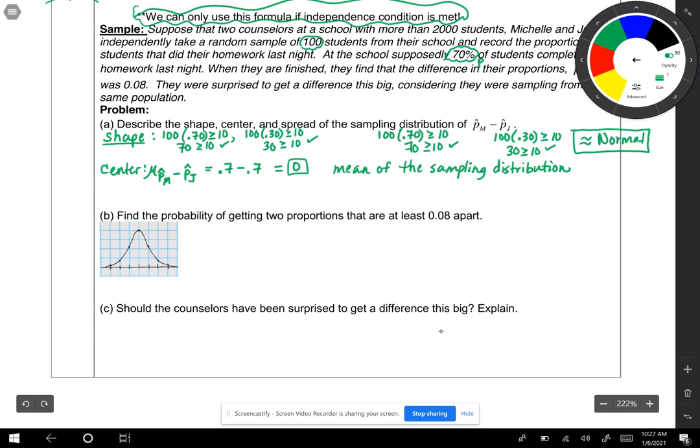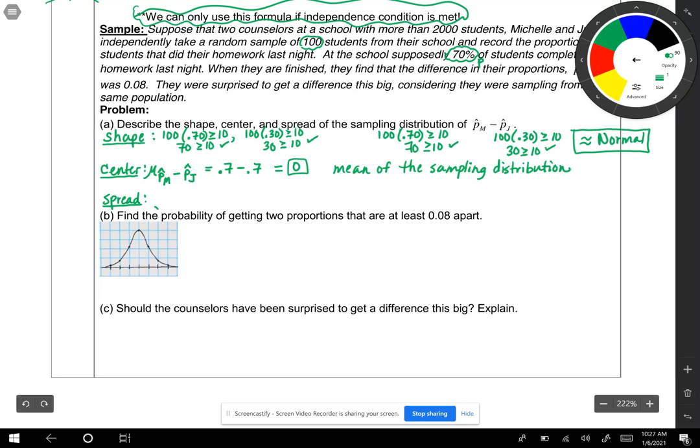Okay, and finally the spread. Now, we can use the formula because we know that 100 students times 10 is 1,000. And so it's reasonable to assume that there's at least 1,000 students in the population, because there's 2,000. So sorry about that.